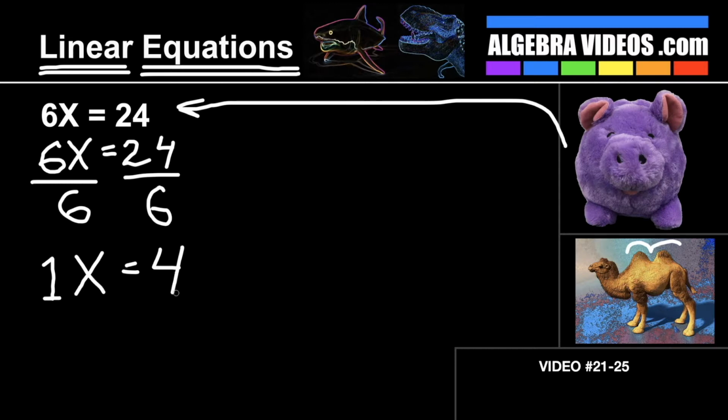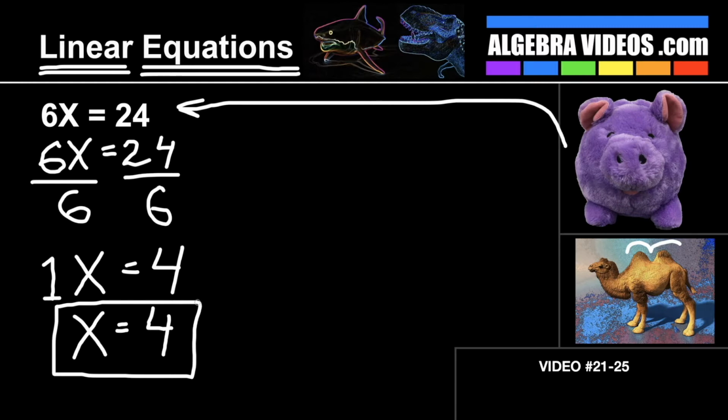So 1x equals 4. And really, I don't need to have the 1 there. 1 times x is just the same as saying x, right? So 1 times x simplifies to x, and 4 just stays the same. So x equals 4. Yay! We solved the problem. That's all you have to do. That's why Fluffy Piggy's here, because Fluffy Piggy knows this is easy. We can do this. So that's our solution.